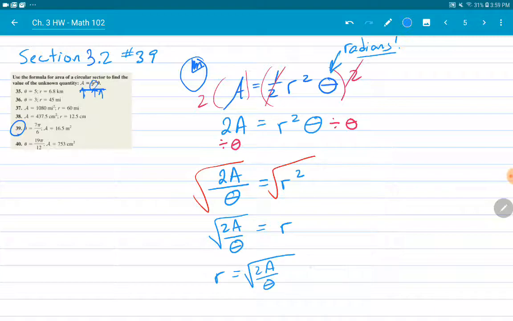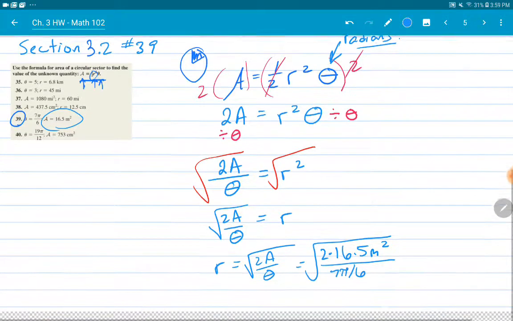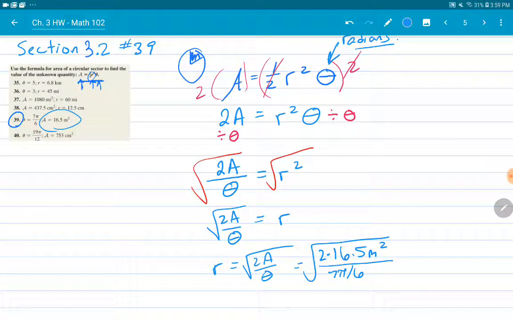Now I can plug in my numbers. The area I'm given is 16.5 meters squared. And I have a 2, all over theta, which is 7 pi over 6. Okay, so that's actually an exact answer right there.